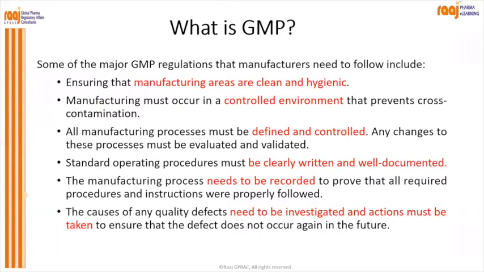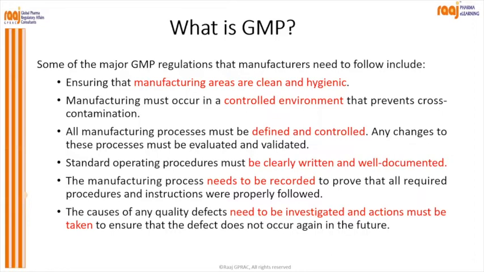So what is GMP? By now you must have understood: ensuring manufacturing areas are clean and hygienic. We should have a controlled environment. Then we should have defined and controlled manufacturing processes, and if you make any changes in the process, it has to be validated again. The change control and the CAPA system should be well in place. Then SOPs must be clearly written and well documented. Then the manufacturing process has to be recorded. As I said, the flow chart and the critical points, everything should be identified, and the work instructions also have to be given.